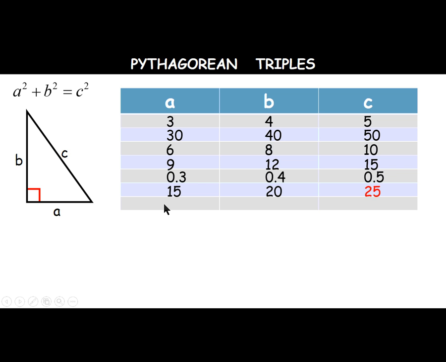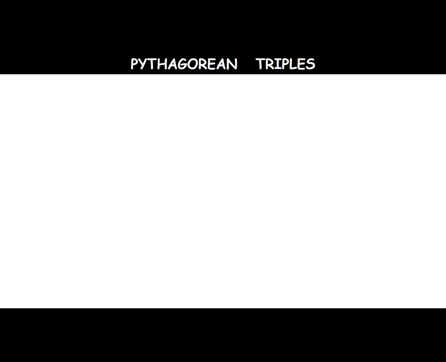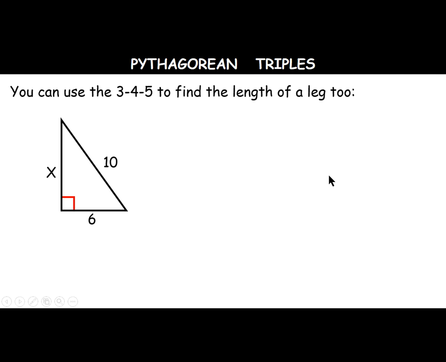Another example, take all 3 of the numbers, multiply them by the same thing, and it'll work again. This is 3 times 7, and this is 4 times 7. So what will the hypotenuse be? It's 5 times 7, or 35. So the numbers 3, 4, 5, and any multiple of those 3 numbers will work in the Pythagorean theorem. Those numbers are called the Pythagorean triple, as it says on the top of the screen.